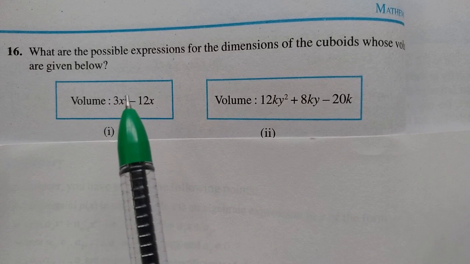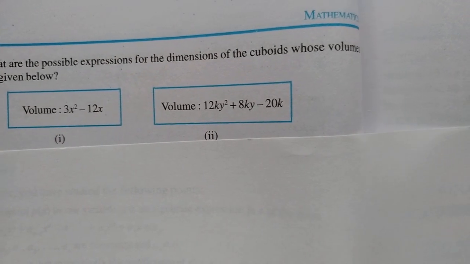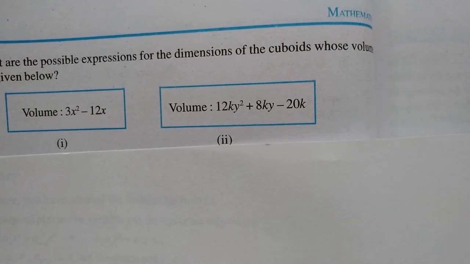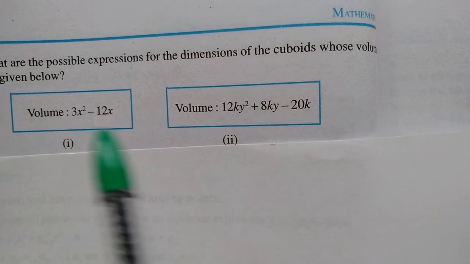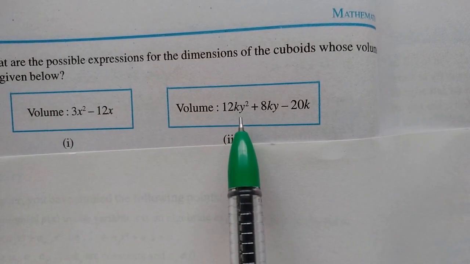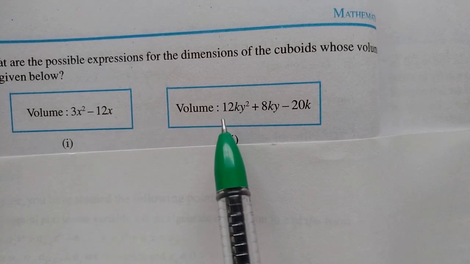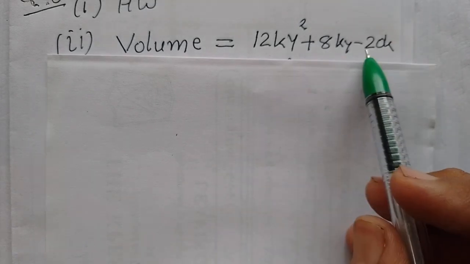What are the possible expressions for the dimensions of the cuboids whose volumes are given below? Now children, cuboids are given. For that, the volume is this one and the volume of this one. This is the second sum, this is the first sum. The first sum is homework, children. We will do the second sum. Let us see. This is the question part, children.